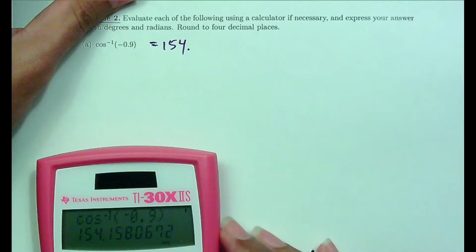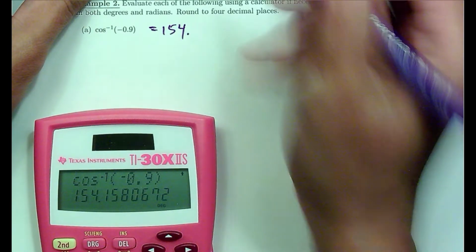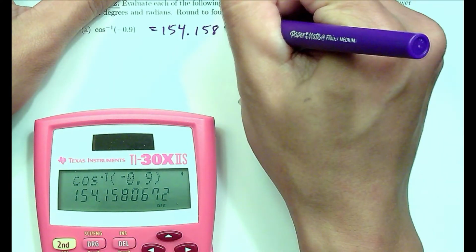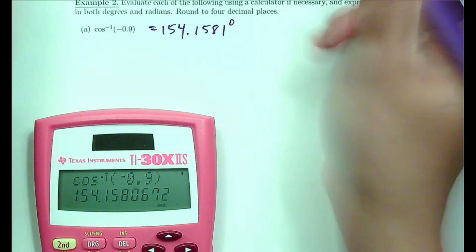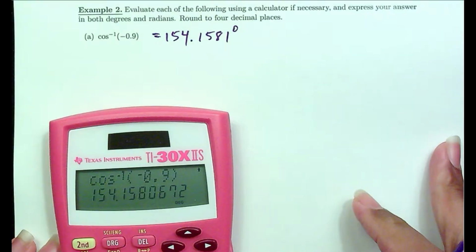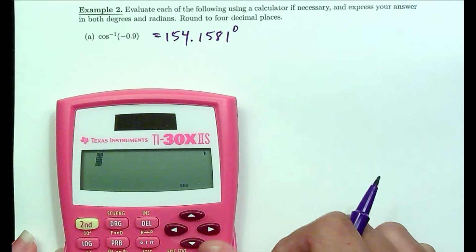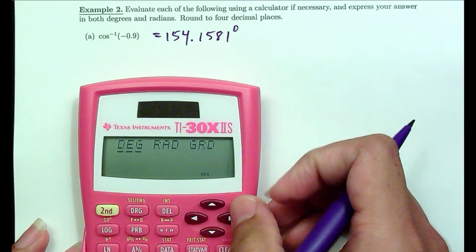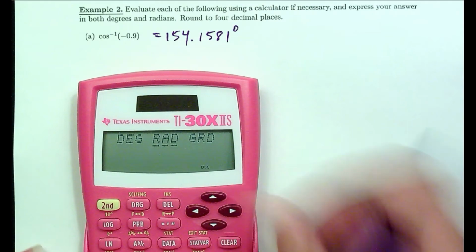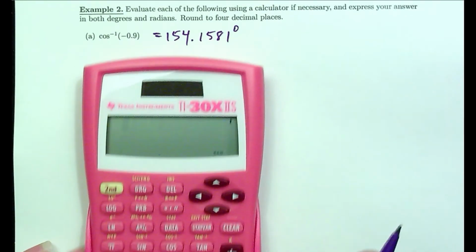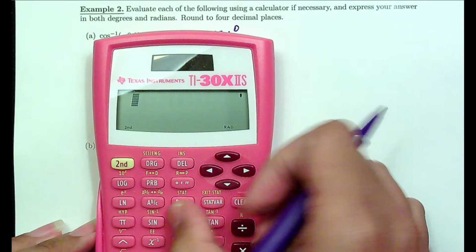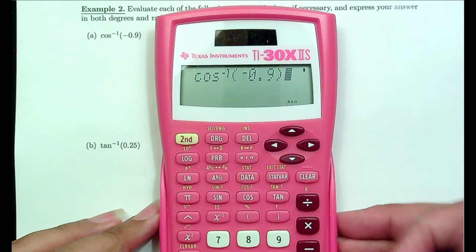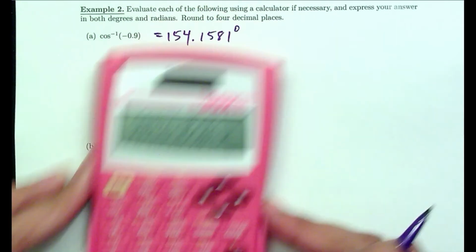I'm going to round to 4 decimal places as per the instructions: 154.1581 degrees. Okay, and that's it. Now let's get the answer in radians. I have to change the mode from degrees to radians, and now let's do it again. Cosine inverse of negative 0.9, and this is the answer in radians.